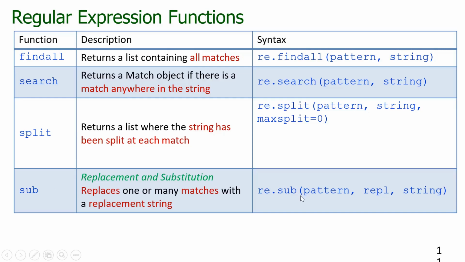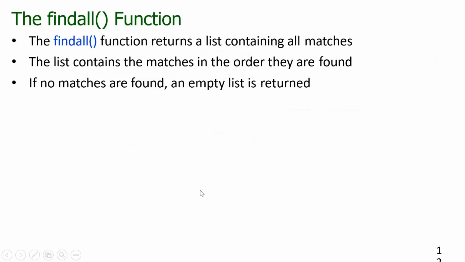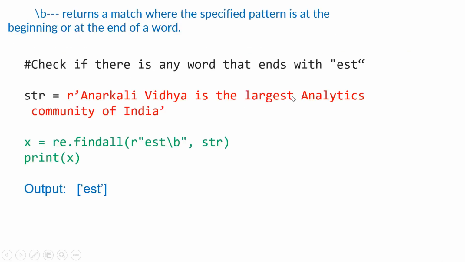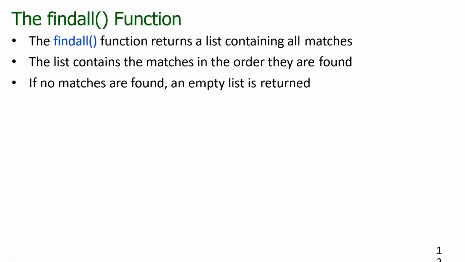If you want to substitute one word with the other word, it will substitute this. So this findall function returns a list containing all matches. The list contains the matches in the order they are found, so it will always return the matches in order. If no matches are found, an empty list is returned. So here we have seen all these meta characters.